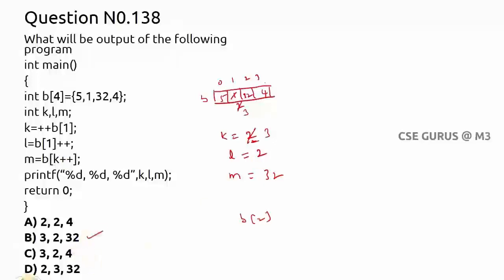So option B is correct. Now let us suppose that instead of b[k++], I write b[++k]. Now ++k means the k value, which is 2, plus 1, gives 3. So b[3] will be assigned to m. In that case the answer will be 3, 2 and b[3] is 4. So there is a difference if you write k++ and ++k inside. In this case option B is correct.